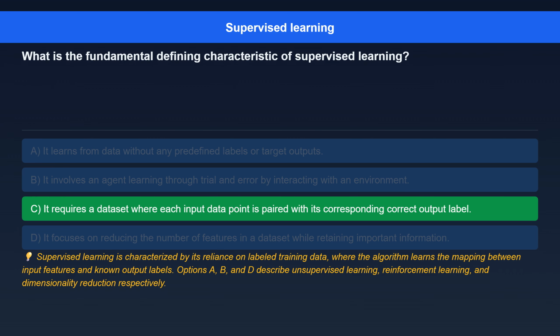Supervised learning is characterized by its reliance on labeled training data, where the algorithm learns the mapping between input features and known output labels. Options A, B, and D describe unsupervised learning, reinforcement learning, and dimensionality reduction respectively.